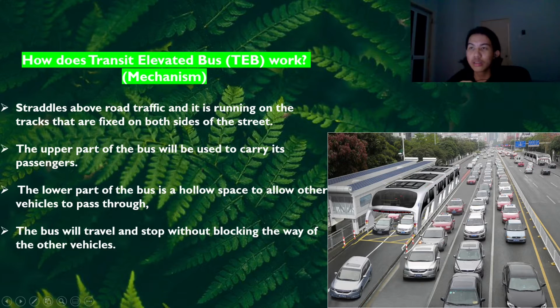So how does it work? The transit elevated bus travels above the road, running on tracks that are fixed on both sides of the street. The bus has two parts: the upper part and the lower part. The upper part of the bus is used to carry passengers. However, the lower part is a hollow space to allow other vehicles to pass through, so the bus will travel without blocking the way of other vehicles.